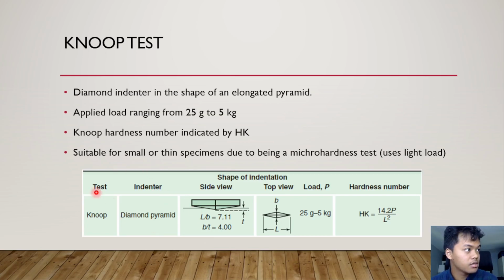So here is our new test. As I have previously explained, it uses an elongated pyramid. The hardness number is calculated with this formula, P for load and L for its length in the indentation.